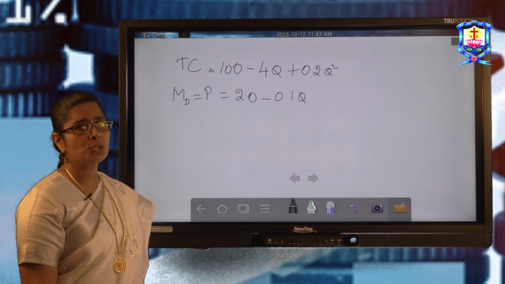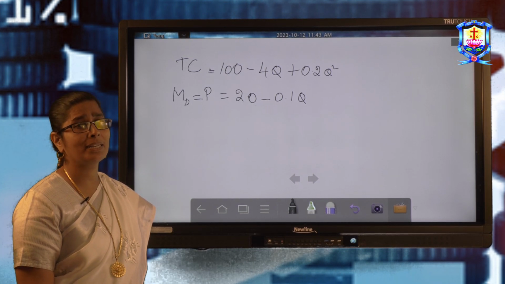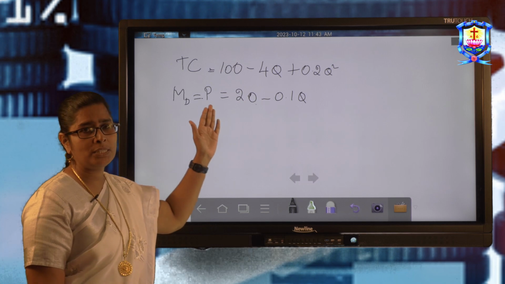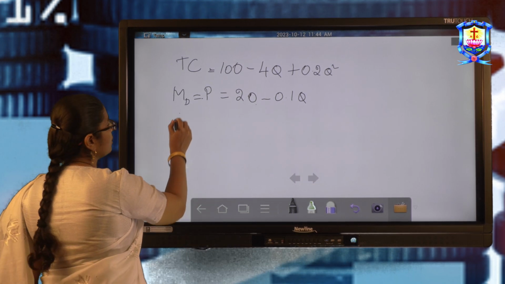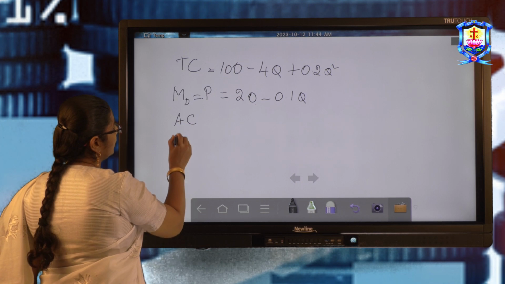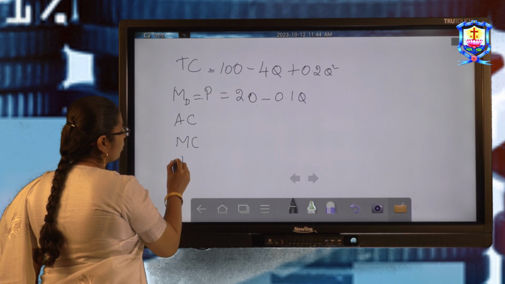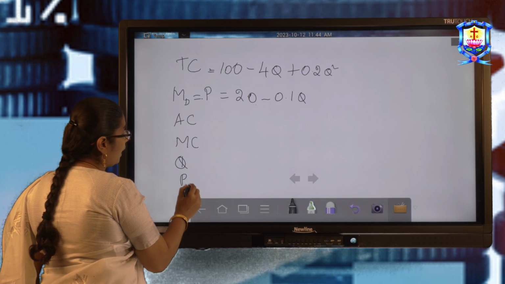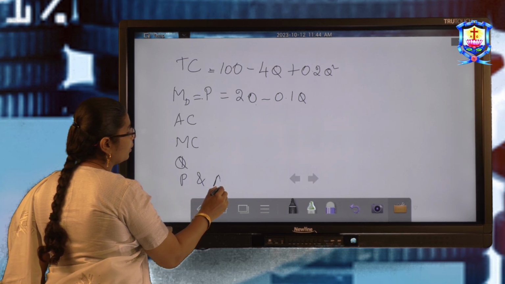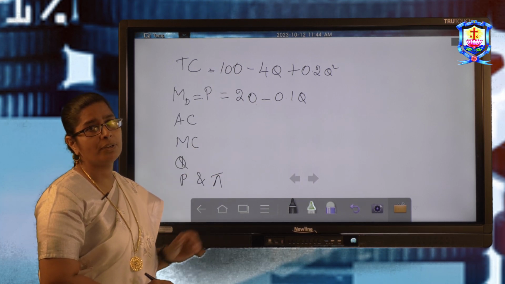Yes, the sum is total cost. In the given sum, they have given total cost as well as market demand, that is P. So, though these two functions have been given, now we have to find average cost, then marginal cost, then quantity output, and price as well as profit. So these are all the things we are going to find today with the help of differentiation.